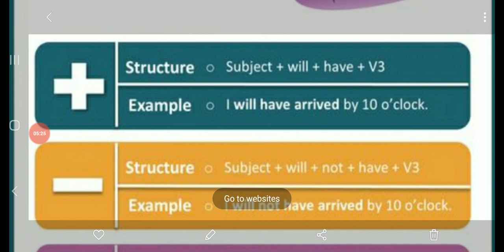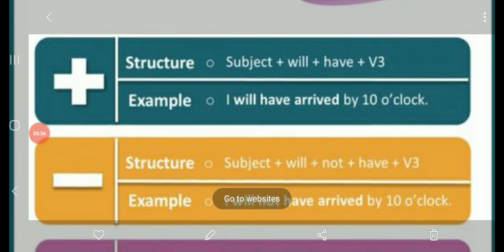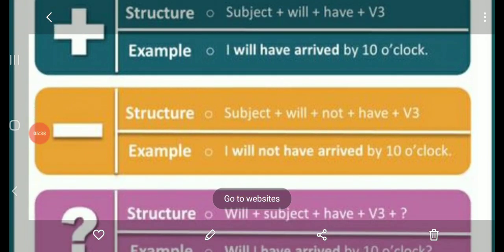Will have is the helping verb. Arrived is verb third form. By is giving the sense of तक. In Hindi, the तक word which we use gives that sense. So I will have arrived by 10 o'clock. If you talk about the negative structure, it remains subject plus will plus not plus have plus verb third form. Example, if you see, I will not have arrived by 10 o'clock.